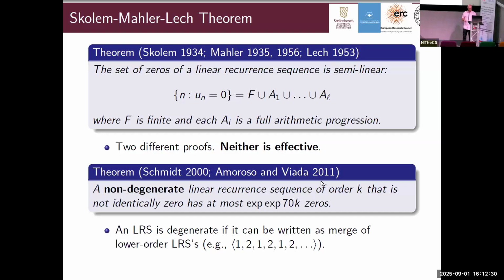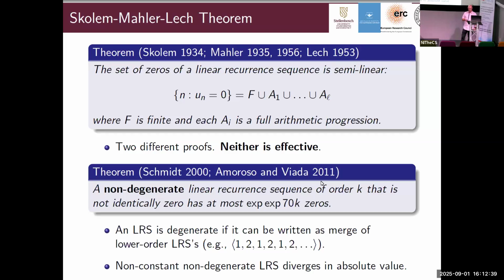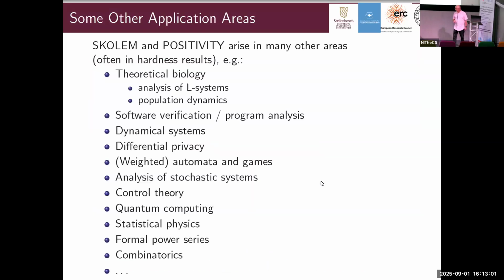So I already mentioned that a sequence is degenerate if it can be written as a merge of lower order sequences, which can be assumed to be non-degenerate. And non-constant, non-degenerate linear recurrent sequences diverge in absolute value. So if the number n is sufficiently large, then the absolute value of the nth term exceeds any number you want. In particular, that's why it has finitely many zeros. The problem is that we don't really know how it goes to infinity. We can't control that. And here are some examples where this Skolem problem appears.